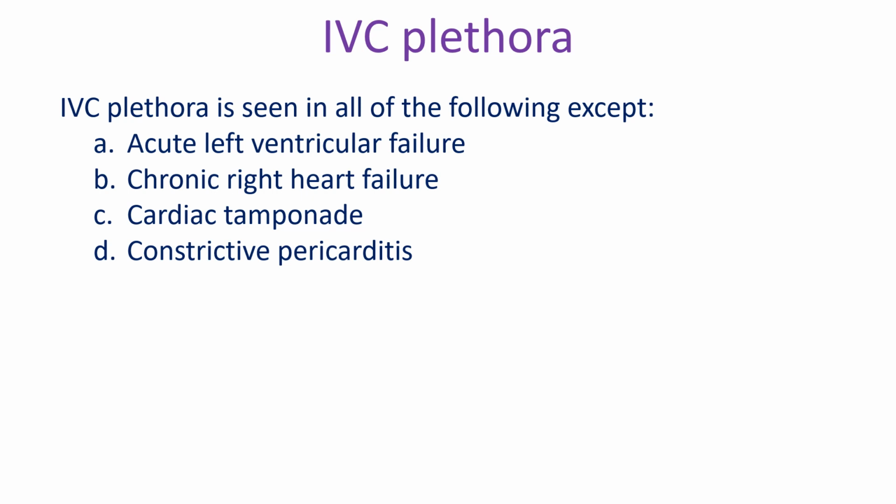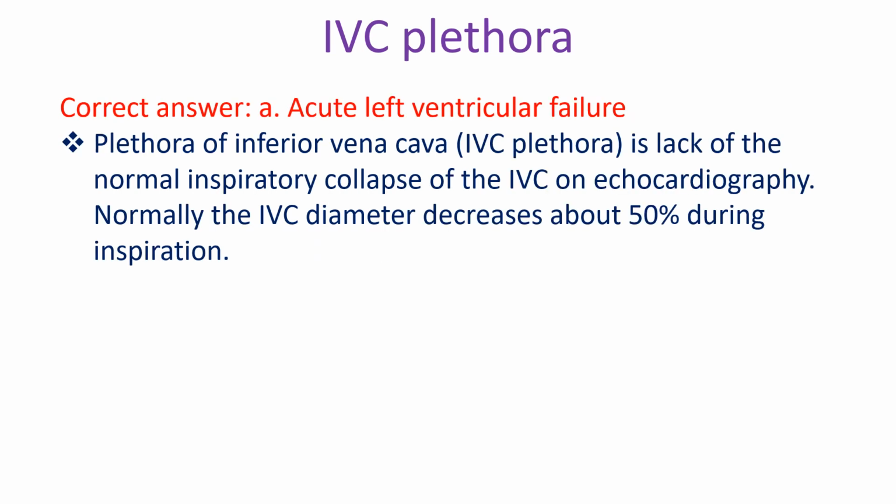IVC plethora is seen in all of the following except A. Acute left ventricular failure, B. Chronic right heart failure, C. Cardiac tamponade, D. Constrictive pericarditis. Correct answer A. Acute left ventricular failure. Plethora of inferior vena cava is lack of the normal inspiratory collapse of the IVC on echocardiography. Normally, the IVC diameter decreases about 50% during inspiration.